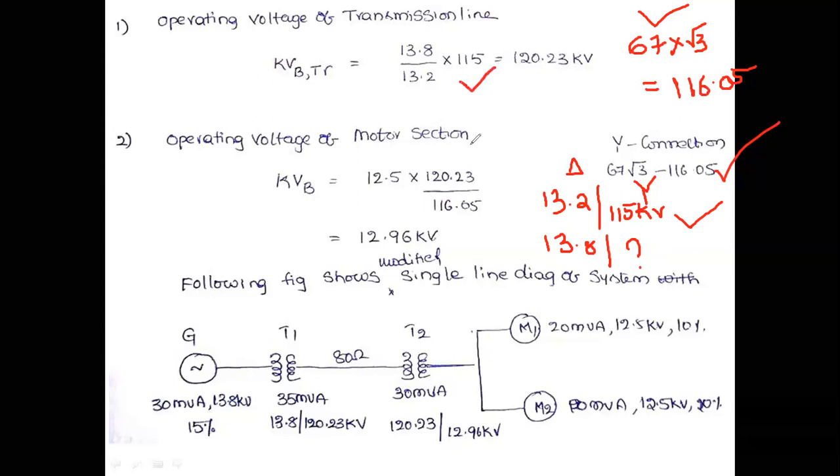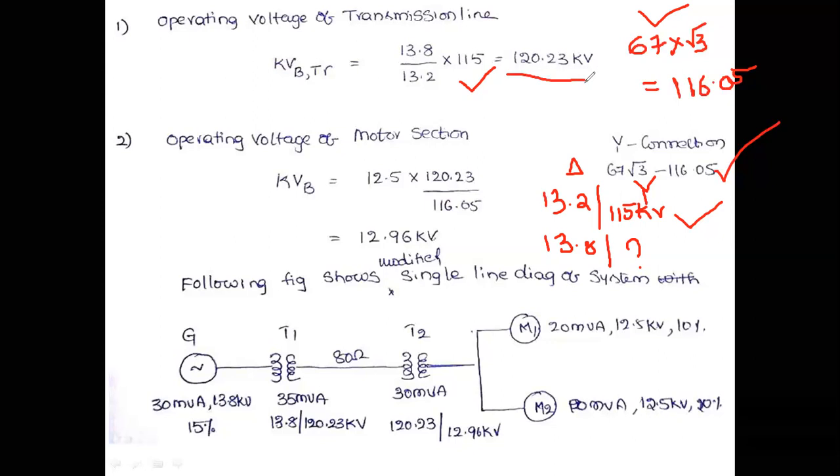Now see here, the transmission line operating voltage. The secondary voltage of the first transformer is nothing but the transmission line operating voltage. So for 13.2, 115, that means 115 kV is the corresponding voltage on the secondary side. Now what is the secondary voltage with respect to 13.8 on the primary side? To obtain this, you consider 13.8 divided by 13.2 multiplied by 115. So you will get 120.23 kV. This is the operating voltage of the transmission line.